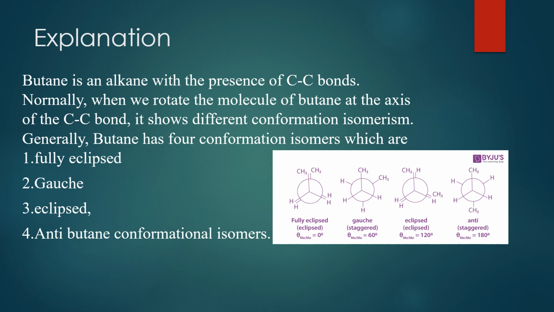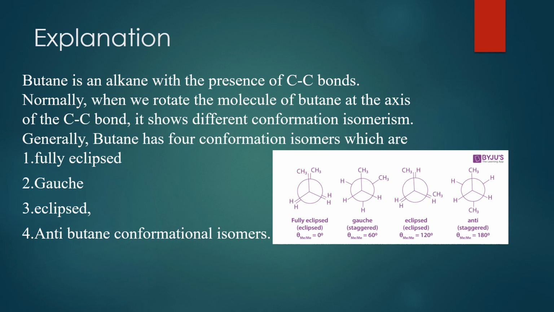The basic difference is that the methyl group is eclipsing the hydrogen atom and not the methyl group. On rotating the isomer at an angle of 180 degrees, the two methyl groups are found to lie exactly opposite to each other. This conformation is known as staggered conformation or anti-conformation.